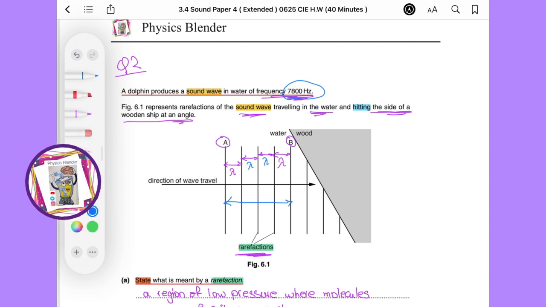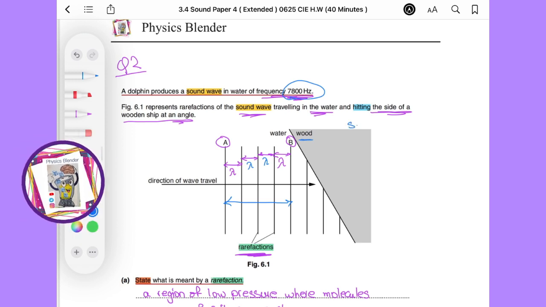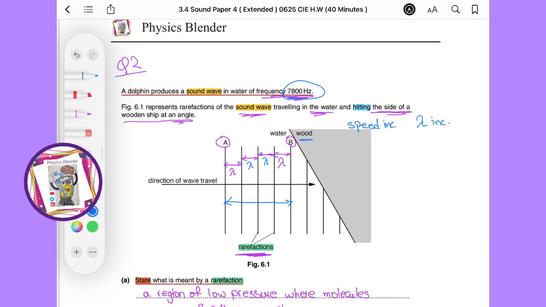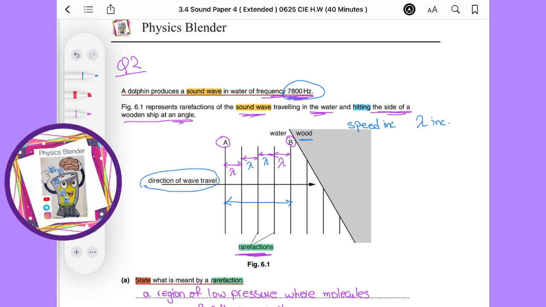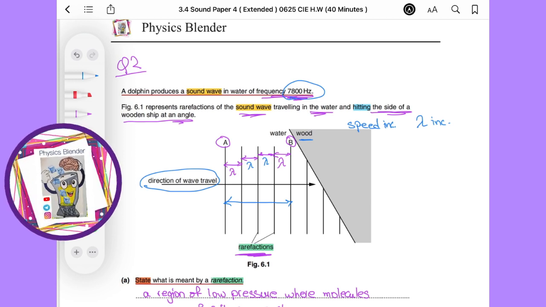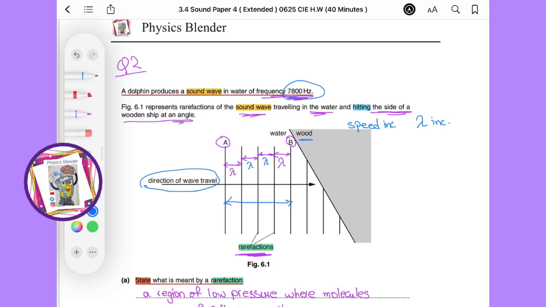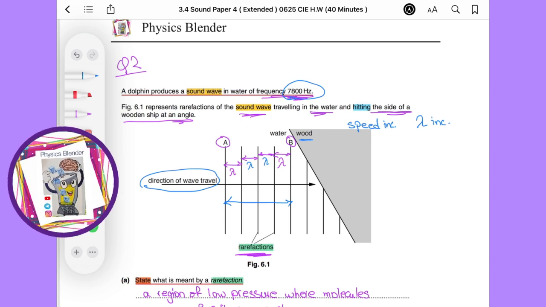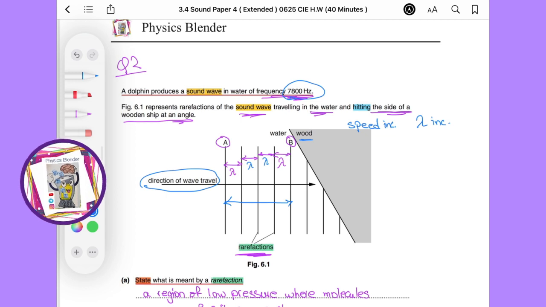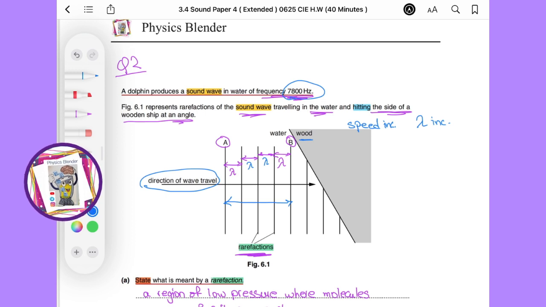So here in this medium, in wood, what happens? Speed increases, wavelength increases. Okay, so the direction of wave travel will not be the same. It will bend away from the normal, since the wave will enter a region where the speed becomes greater. So what happens to the direction of wave travel? It will change its direction, it will be away from the normal.